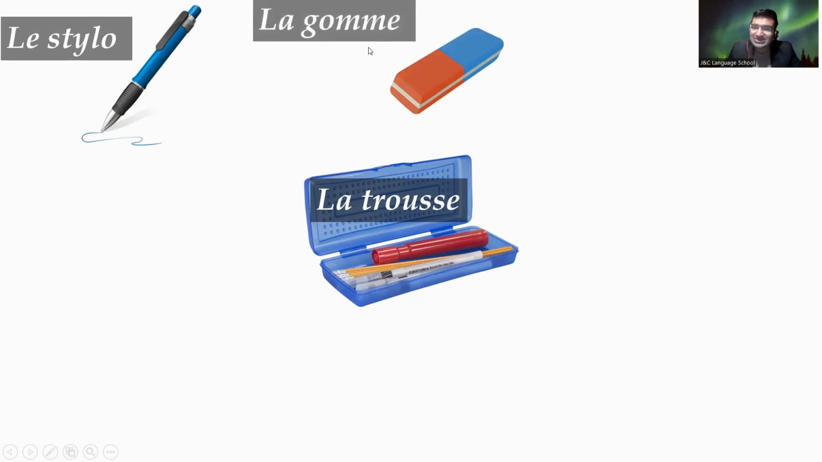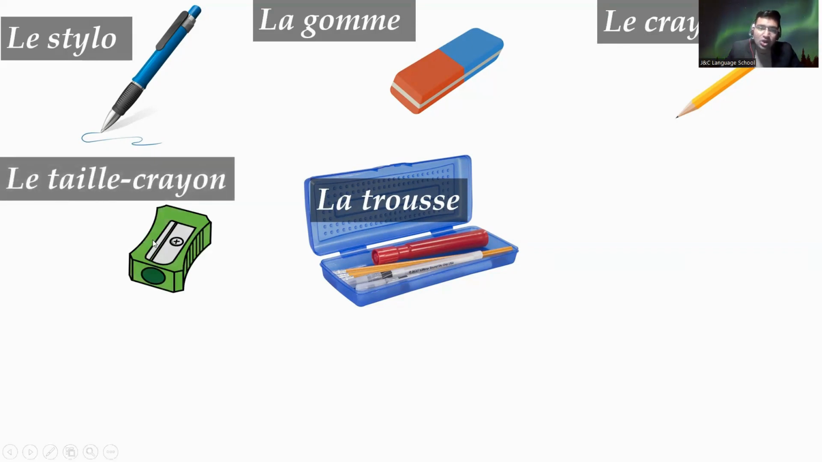You will say eraser as la gomme. La gomme for eraser, and pencil simply as le crayon. Le crayon for the pencil. Don't pronounce it like English. It is not crayon in French. In French, we have to make the sound of O because ON is there. So, le crayon for the pencil, and you will say sharpener as le taille crayon.